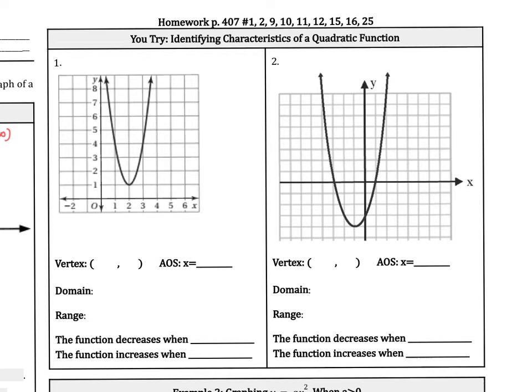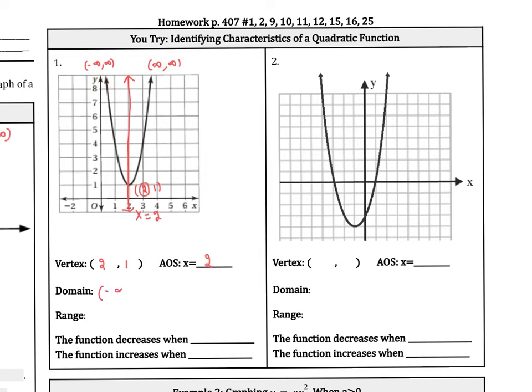We are going to do, you try problem number 1 and 2. For number 1, you have a vertex that is 2 comma 1. So 2 comma 1. The axis of symmetry is going to be, when you make a line in the center here, the x value of the vertex. So this is the vertex, and that's 2. Domain, you're going to go from negative infinity to positive infinity.